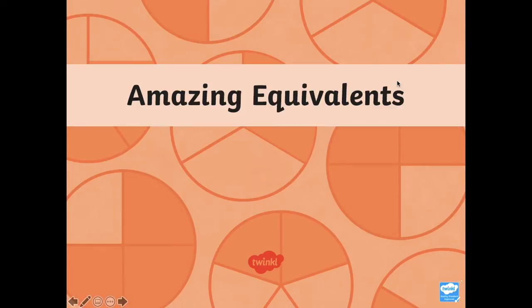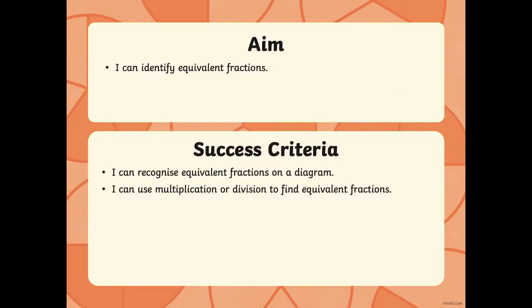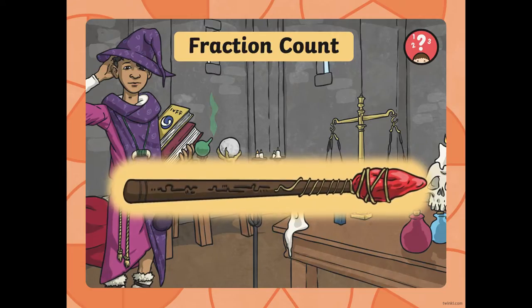Now, here's our aim. I can identify equivalent fractions, and our success criteria is I can recognize equivalent fractions on a diagram, and I can use multiplication or division to find equivalent fractions.